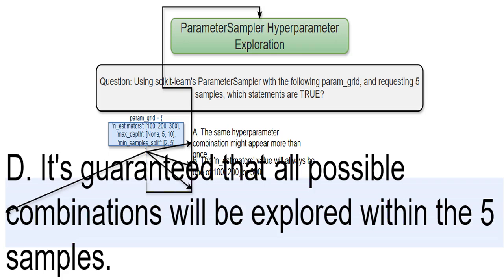This statement is false. I'm saying that it's not a given that all hyperparameter combinations will be explored. This is because PARAMETRSAMPLER randomly selects combinations. With only 5 samples drawn from a total of 18 possible combinations, 3 by 3 by 2, it's highly unlikely that every combination will be sampled. Think of it like this: you're drawing 5 lottery balls from a much larger set. You're unlikely to get every ball.